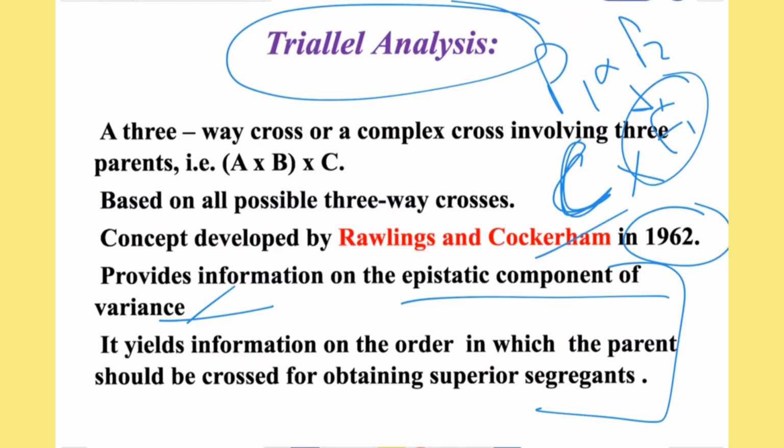These are the advantages of the analysis, that it gives information about the epistatic component of variance. Also it gives information about the order in which parents should be crossed for obtaining the superior segregants. So this is all about the analysis. It is based on three-way crosses and gives information about the epistatic component of variance, and it gives information about the order in which parents should be crossed.